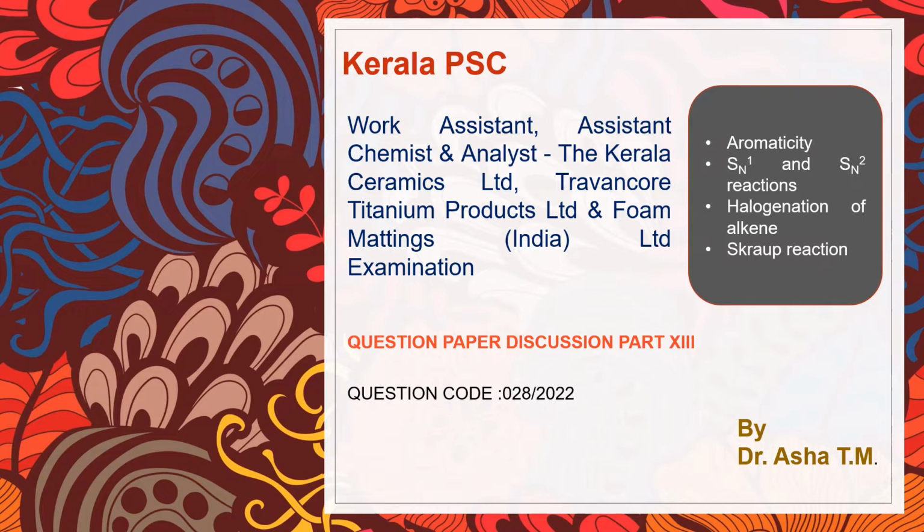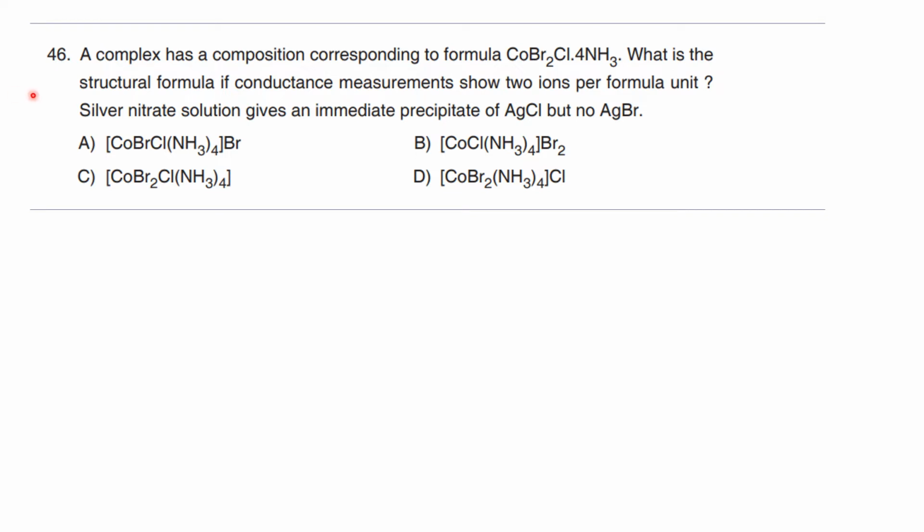So without wasting much time, we'll move on to the first question. The first question of the video is question number 46, which is a question from inorganic chemistry. So this is an odd one out. The rest of the questions are from organic chemistry. A complex has a composition corresponding to the formula CoBr2Cl4NH3. What is the structural formula if conductance measurements show 2 ions per formula unit? Silver nitrate solution gives an immediate precipitate of AgCl but not AgBr.